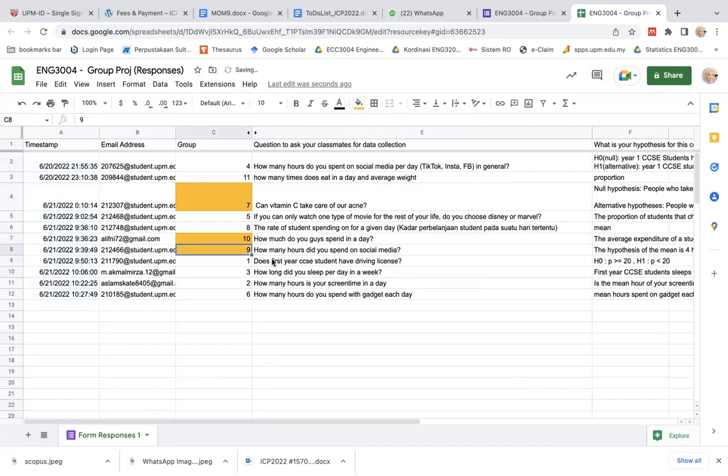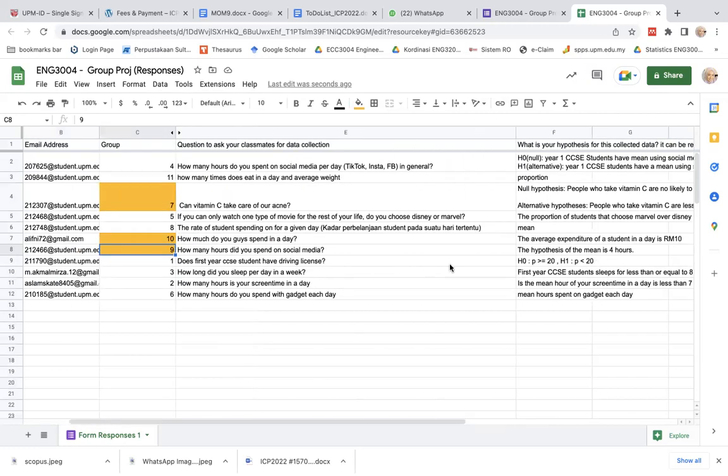Okay, so, does a first year CSE student have a driving license? Yes. So how you can rephrase this is, do you have a driver's license, right? The null hypothesis here is that they're saying that the proportion of students that have a driver's license is 20, and the null is 20 or equal. Okay, so far, okay, I think.